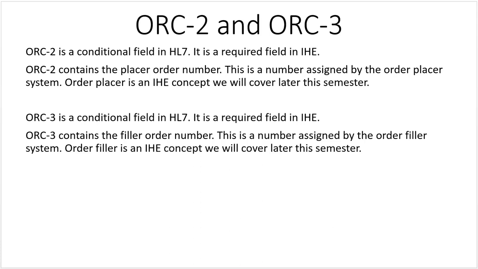ORC 2 and 3. 2 is a conditional field in HL7. It's required in IHE. 2 contains the placer order number. This is a number assigned by the order placer system. Order placer is an IHE concept that we will cover later in the semester. ORC3 is also conditional, required by IHE, contains the order filler number. Again, this is a concept we will cover later. You just need to know right now that ORC3 contains the filler order number.